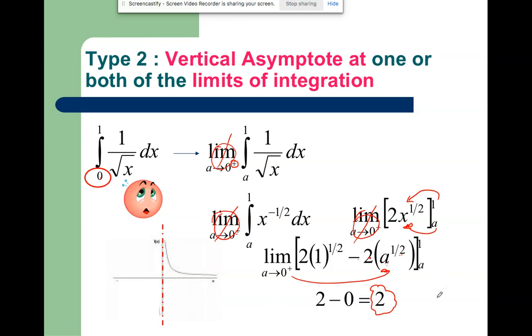Now, you might say to yourself, hey, if I didn't recognize this improper integral at all, and I just did this as it was, and I plugged in 0, I would still get 2. Yes, you would have in this case. But trust me, on AP, they're not going to give you one where that happens.